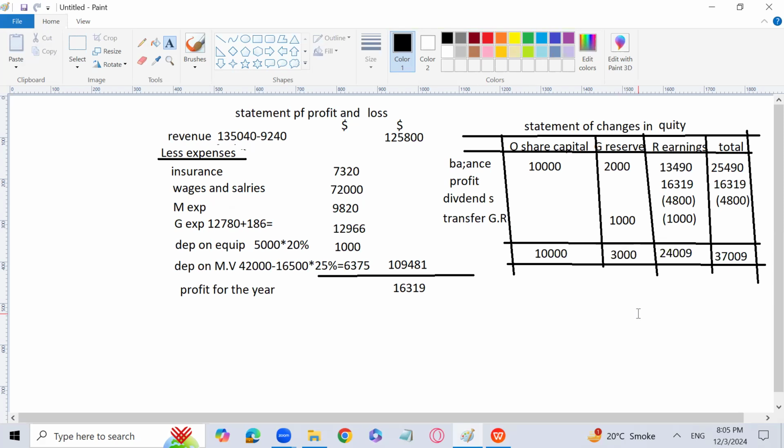Either you will get the total from column wise or from row wise. The total will remain the same. That is 37,009. I hope you understood it quite easily.